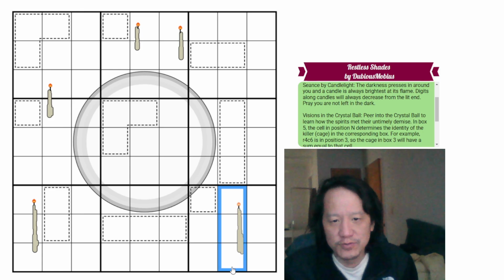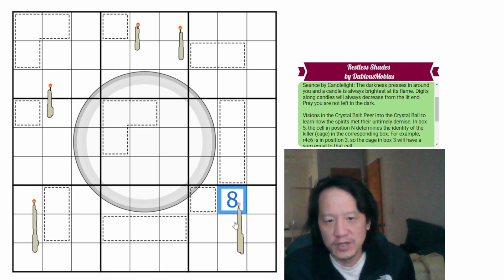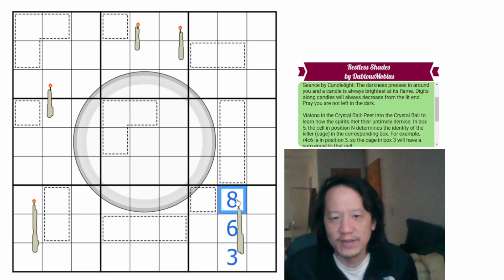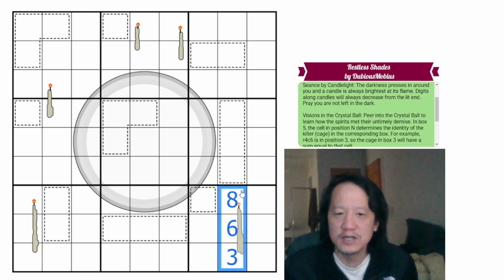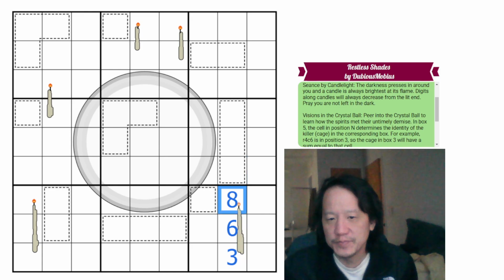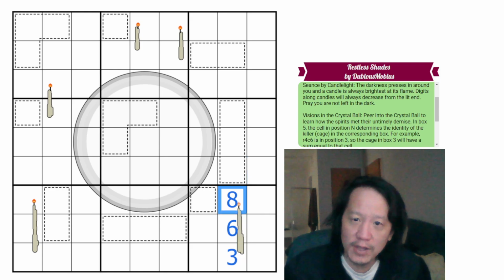Perhaps let's give an example that's 3 of length. So say this could be 8, a 6, and a 3, right? And that would work because it's always decreasing from the tip, or if you think of it as a thermometer, it's always increasing from the bulb to the tip. And that's how seance by candlelight works.